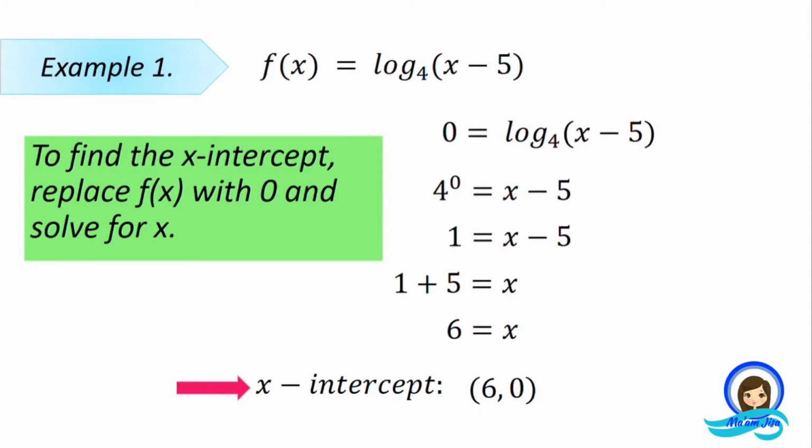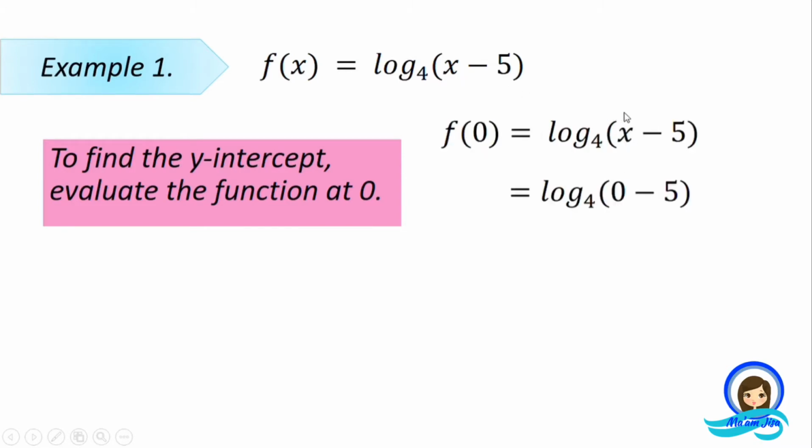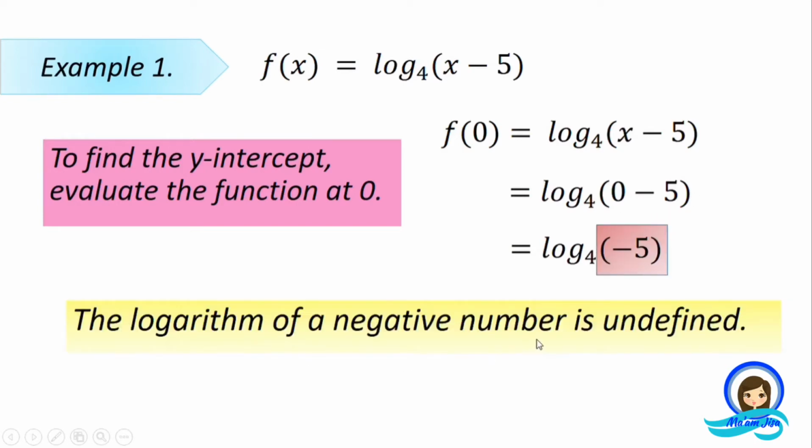With regards to the y-intercept, we need to evaluate the function at 0. So that means all x's will be replaced with 0. Replacing x with 0, we have 0 minus 5, which is negative 5. Take note, the argument of the logarithm is negative. And we know that the logarithm of a negative number is undefined. Therefore, the y-intercept is none.